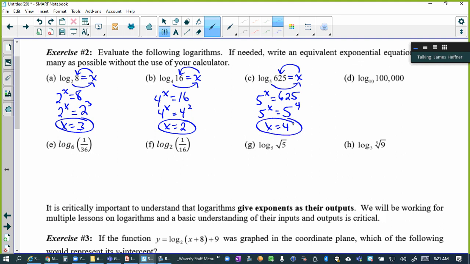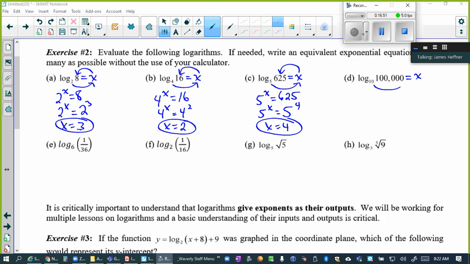Let's try the next one here. I'm going to have you guys try that. See if you get the idea. So write an equivalent exponential equation like I've been doing in the first 3, okay? And then get common bases and see what the log base 10 of 100,000 is. I'll give you a minute.